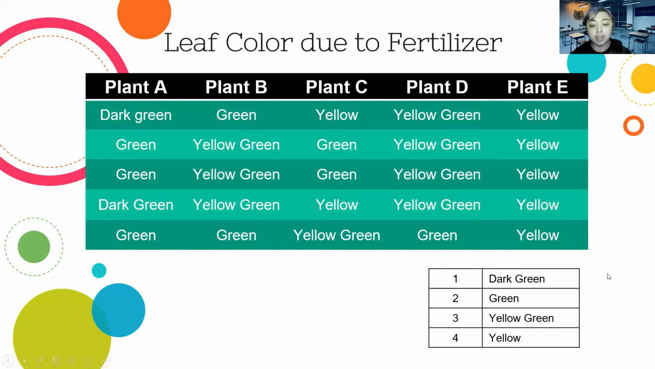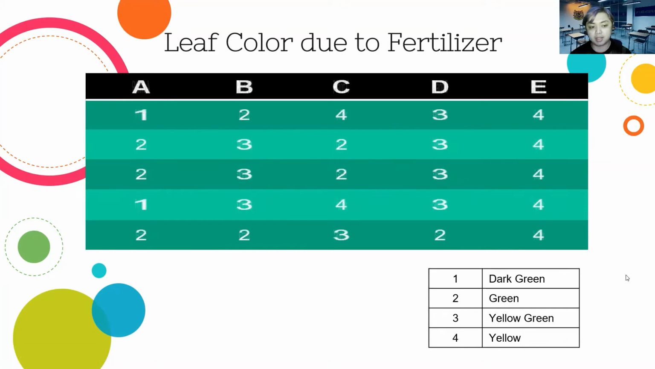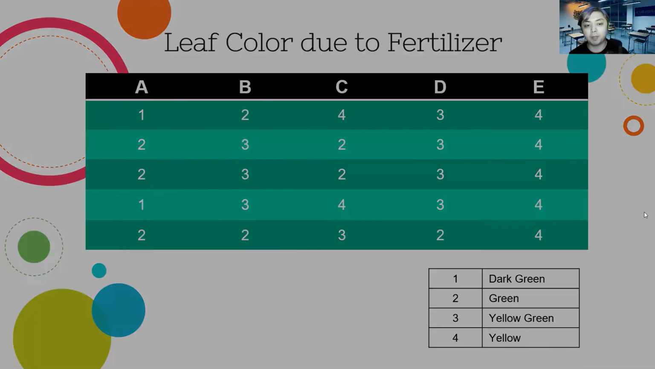So we can now transform this data to this. With that, it will be easier for us to arrange how many got 2, how many got 3, how many got 1, and how many got 4. So for the analysis later on, it will become easier.